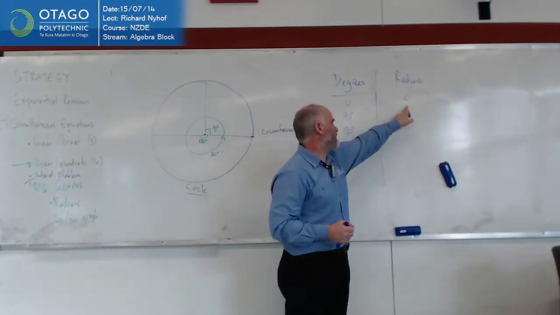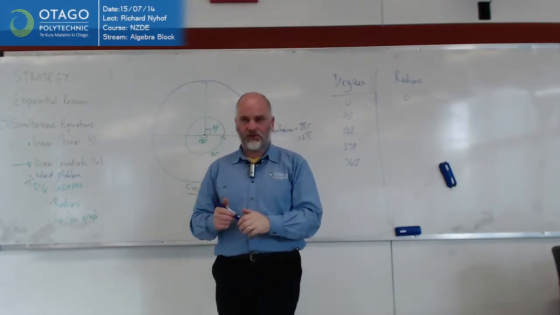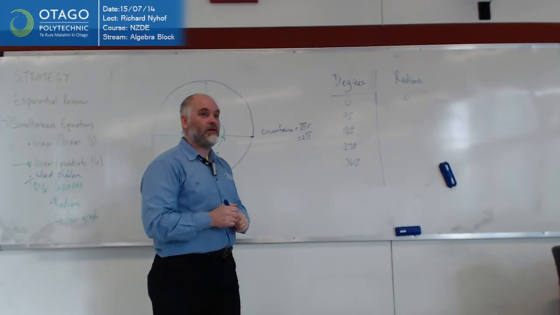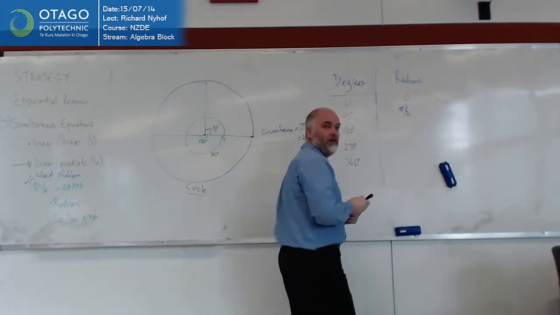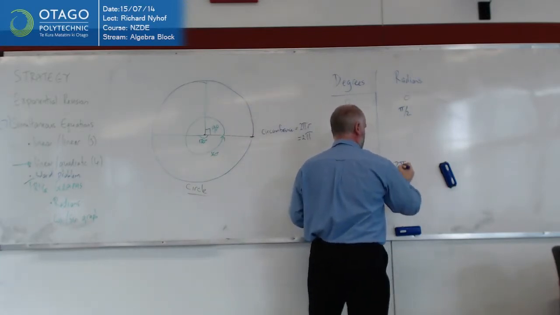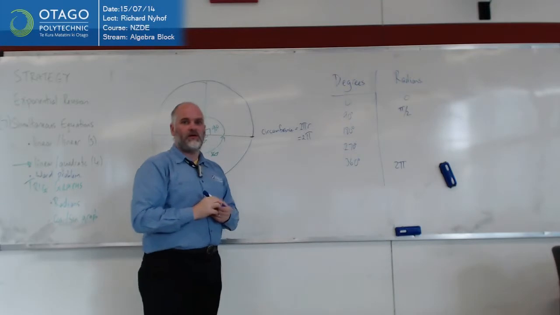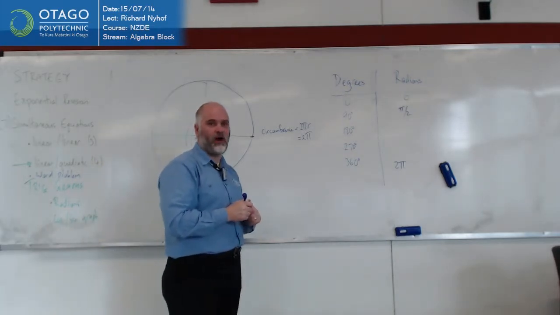Now, if you want to start with 90, what do you want to write here? I want it in terms of pi. Pi over 2 for 90? Half of pi. Okay, the easy one to start with is usually, yeah, I want it in terms of pi though. I don't want a number. It's a decimal radians. This is pi radians.